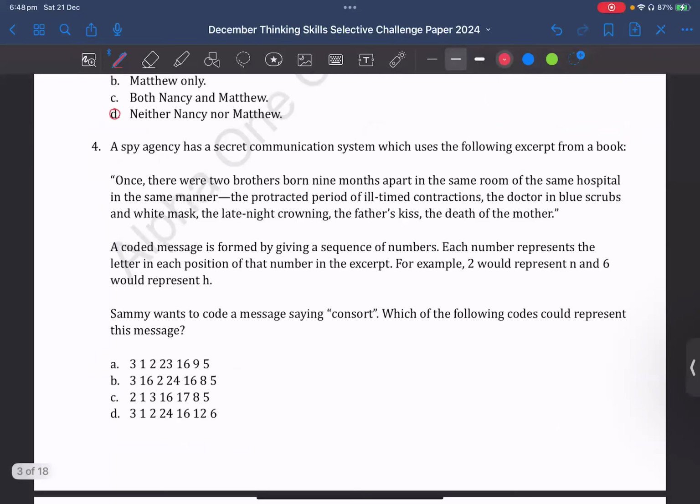Okay. Once there were two brothers, so there's a secret communication system which uses the following excerpt from a book. Once there were two brothers born 9 months apart in the same room of the same hospital in the same manner, the protected period of ill-timed contractions, the doctor in blue scrubs and white mask, da da da.